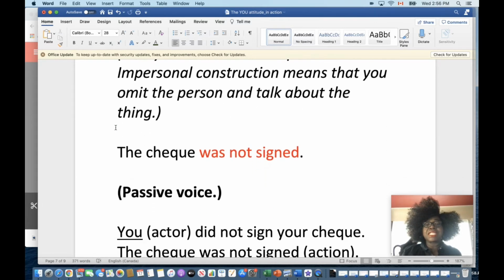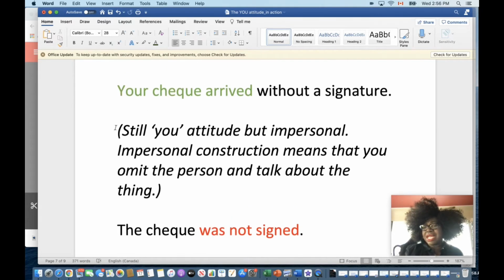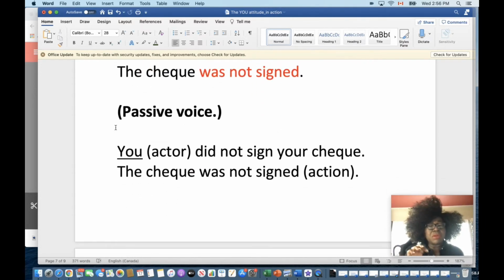But if you were to say the check was not signed, then that is the use of the passive voice. And that's also the you attitude, which is good. So the impersonal can work also because it's still the you attitude. But I'm just showing you the difference. And for those who sometimes are a little bit unclear about the passive versus the active, remember the active voice is when you name the actor.